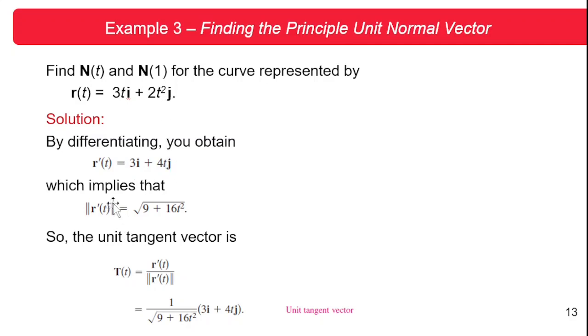And then we need to find the length of this derivative, which is equal to the square root of the square of the first component, which is 9, plus the square of the second component, so we have 16t². To find the tangent vector, we have to divide r'(t) by its length. Again, recall that r'(t) is 3i + 4t j, divided by the length, which is equal to the square root of 9 + 16t².